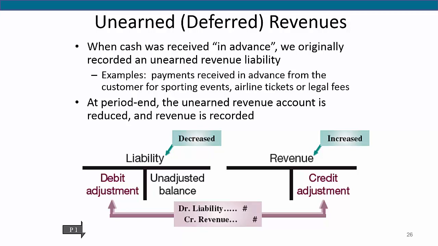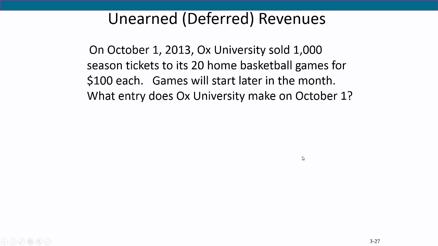At the time the company receives the cash, it debits cash and credits the unearned revenue account. Once the company performs the service, it no longer owes the customer for it. At the time the service is performed, we debit or reduce the liability account and credit or increase the revenue account. On October 1st, 2013, Ox University sold 1,000 season tickets to its 20 home games for $100 each.